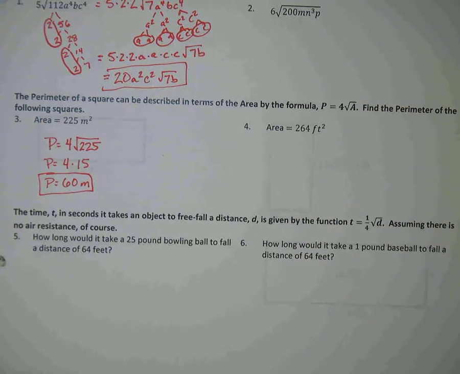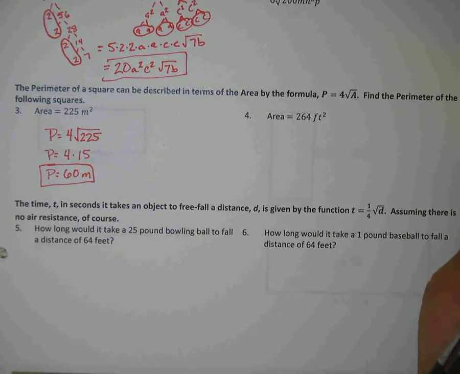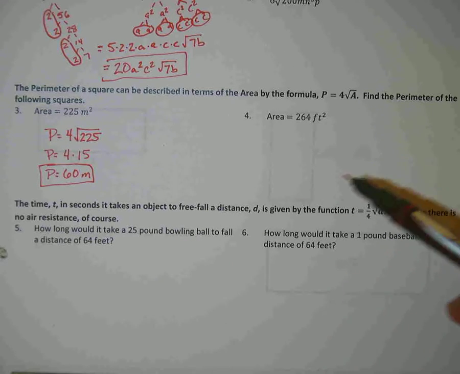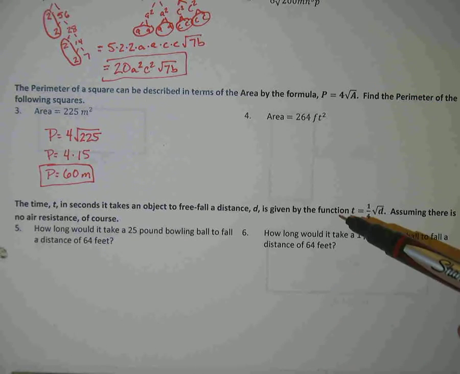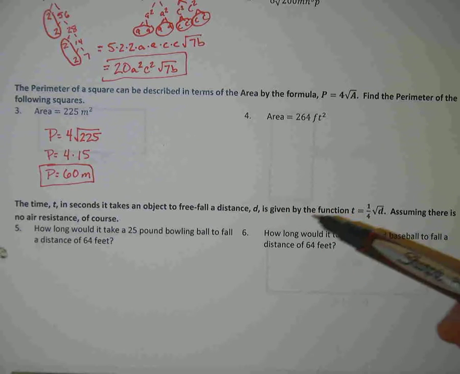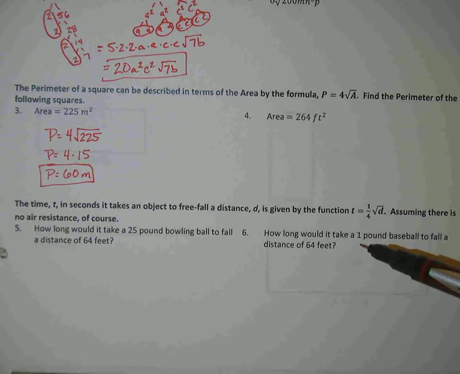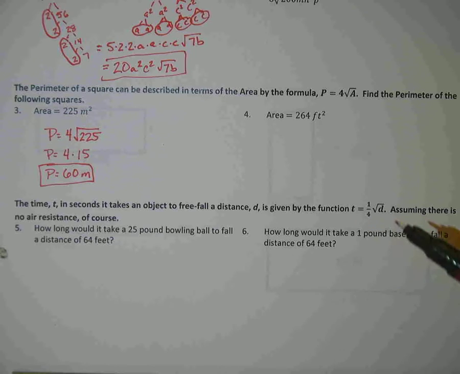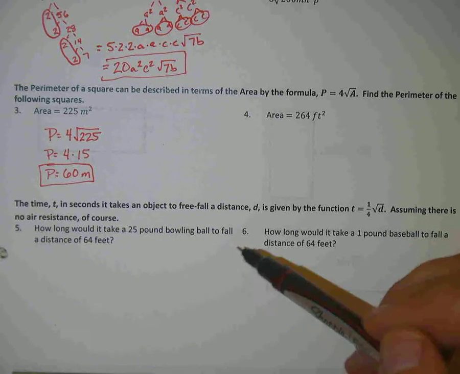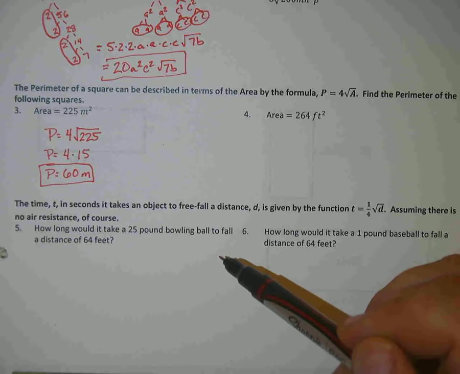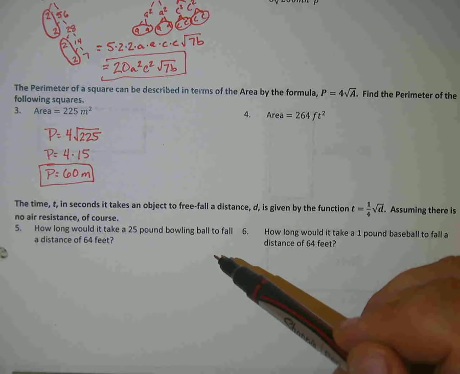Okay, number 4 is just like number 3. But let's go ahead and look at this. So the time t in seconds it takes an object to free fall a distance d is given by the function t equals 1/4 the square root of d, assuming there is no air resistance, of course. So air resistance is the drag of the object, the force of the wind that pushes up to actually slow the object down. So how long would it take a 25-pound bowling ball to fall a distance of 64 feet?